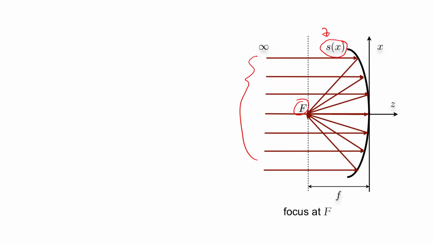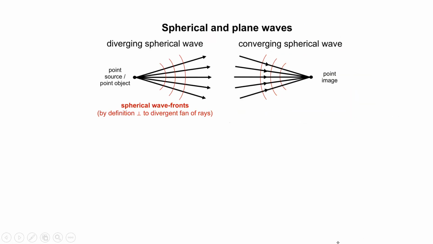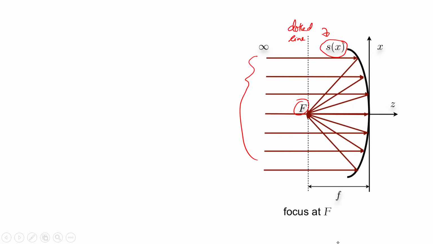Now we will measure all the distances from this dotted line. From Fermat's principle, you know that all the rays should take a path that requires the least time. So if I look at the central ray, it goes a distance of f this way when it is incident on the reflector, and then it goes straight back because the angle of incidence is equal to the angle of reflection. So overall it goes a distance of 2f.